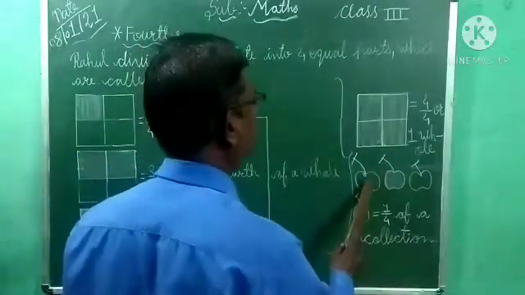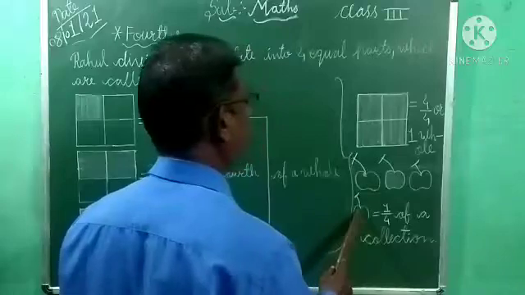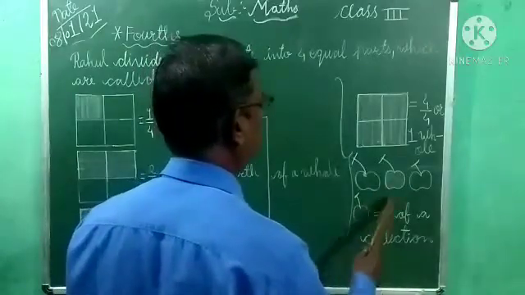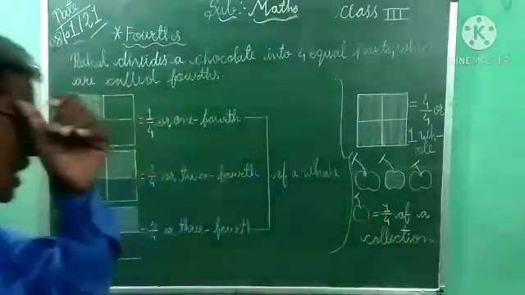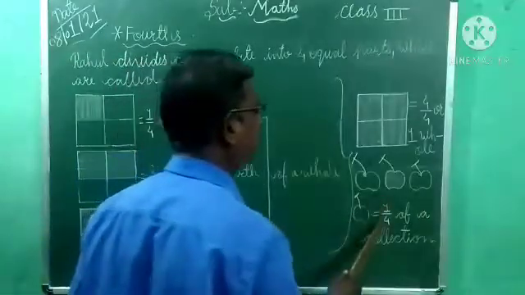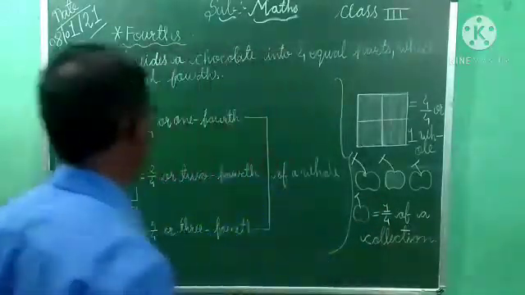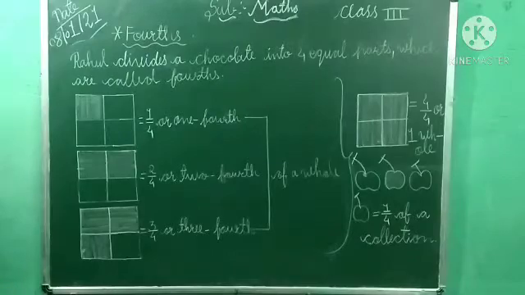Understood? Now here how many apples? 1, 2, 3, 4. So the collection of apples is 4. So write 4. Among those 4 apples, how many apples were shaded? 1. So the fraction will be 1 by 4 of a collection. Understood? So note down this one.